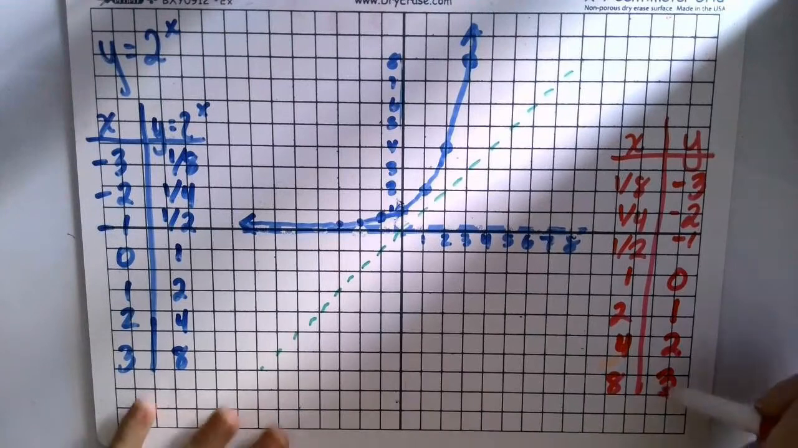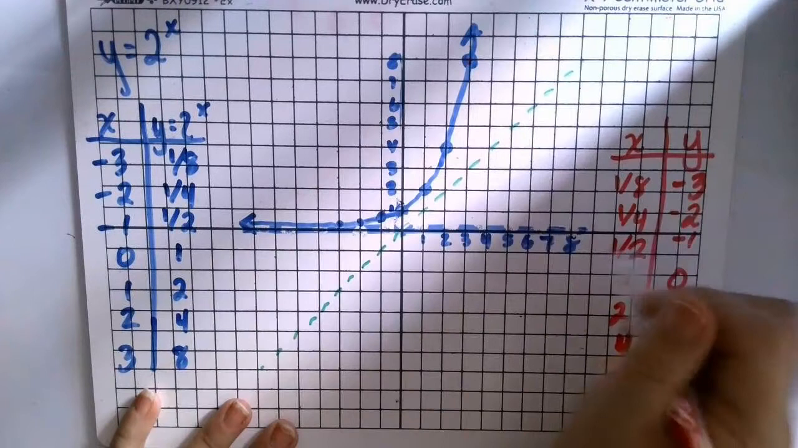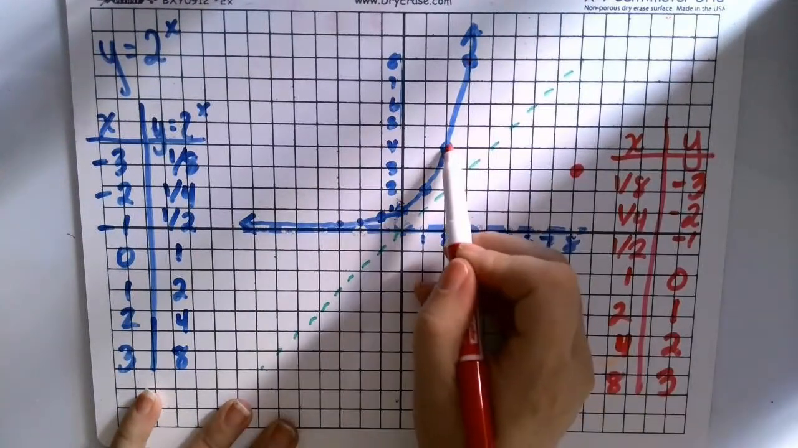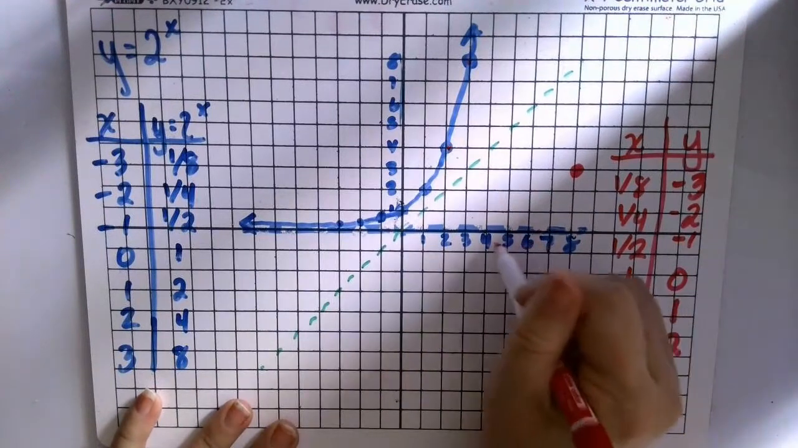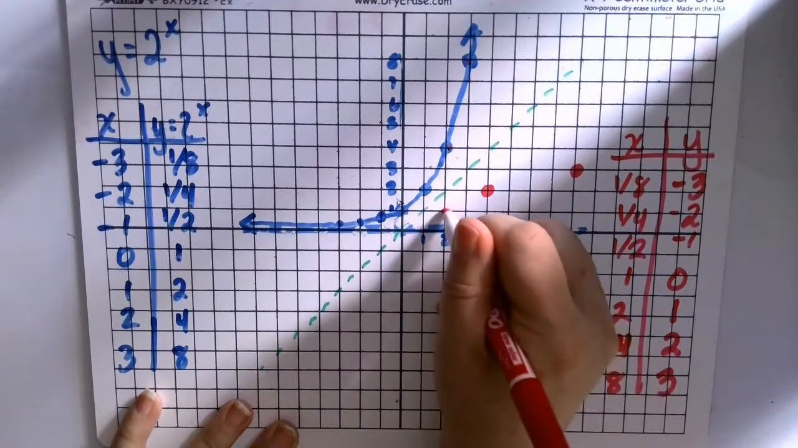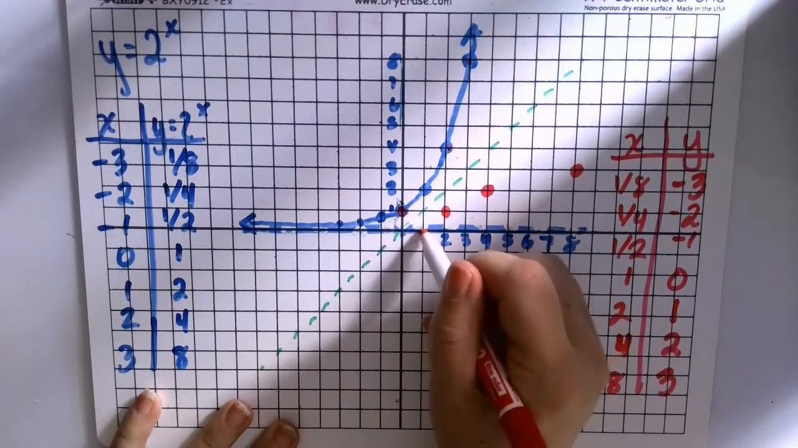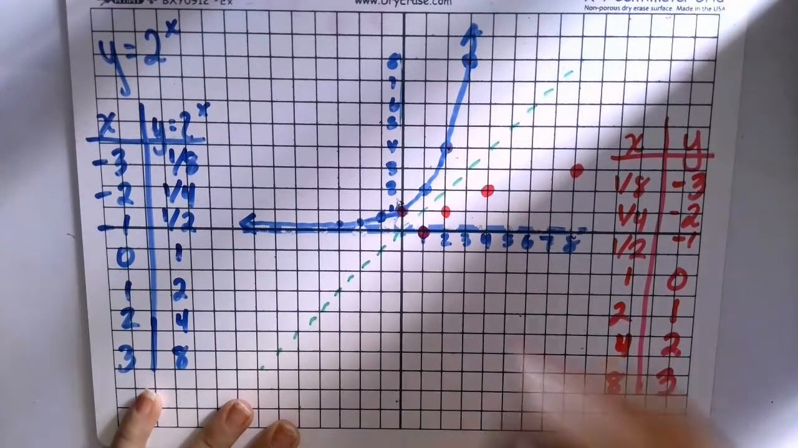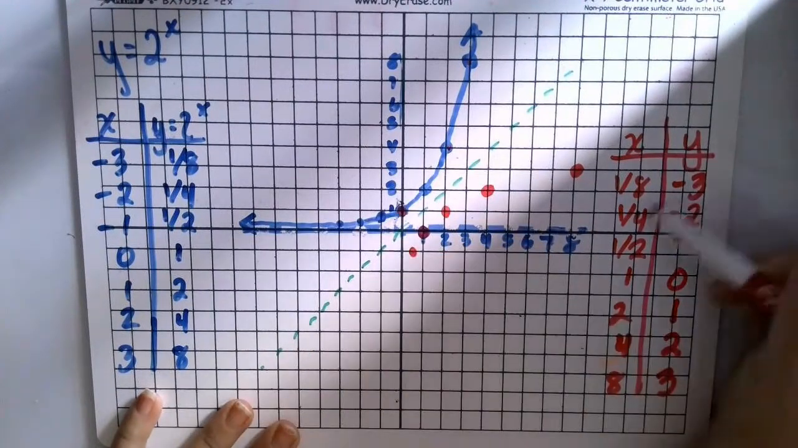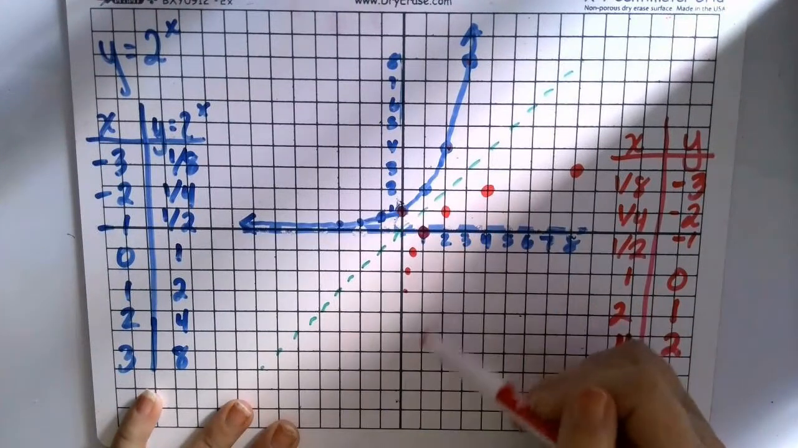So when I plot those points, switching the x and the y, right, this coordinate here at 3, 8 becomes a point at 8, 3. This point here at 2, 4 becomes a point at 4, 2. Then 1, 2 becomes 2, 1. Then 0, 1 becomes 1, 0. And then we have a 1/2, negative 1. Then 1/4, negative 2. And notice we're getting closer, closer, closer now.